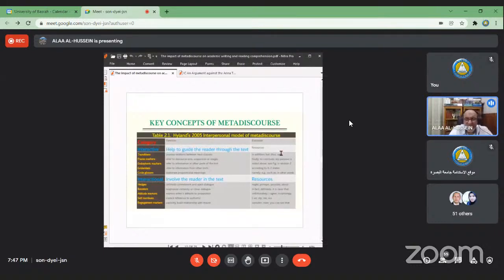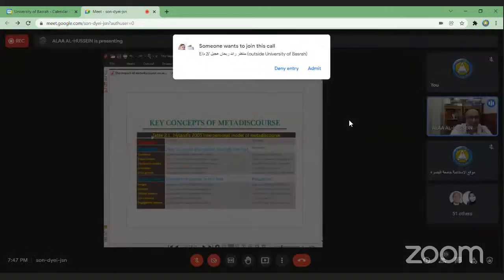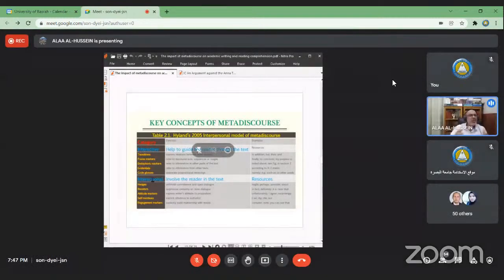And according to Hyland, here we have two categories of meta-discourse: the interactive and the interactional. And as I told you before, as Hyland said, he borrowed these two terms from Thompson and Thetela, 1995. He borrowed them and used them as his two major categories for meta-discourse.